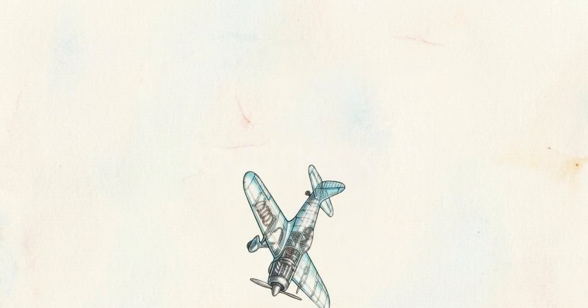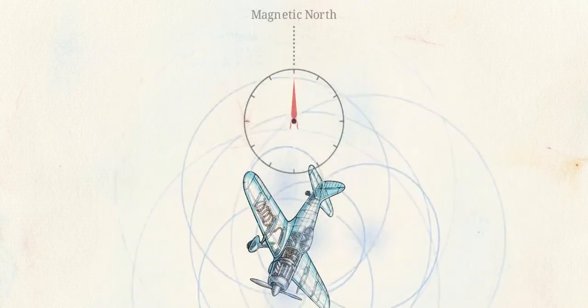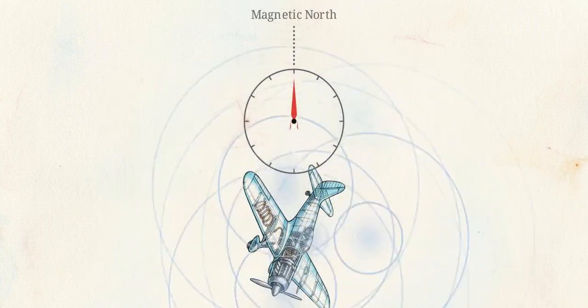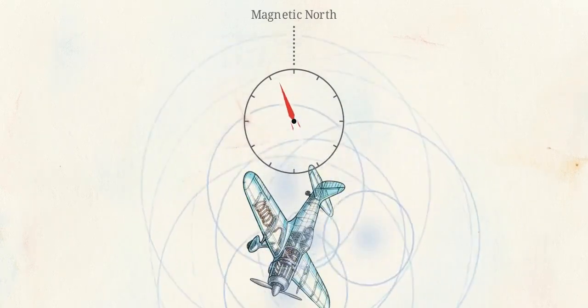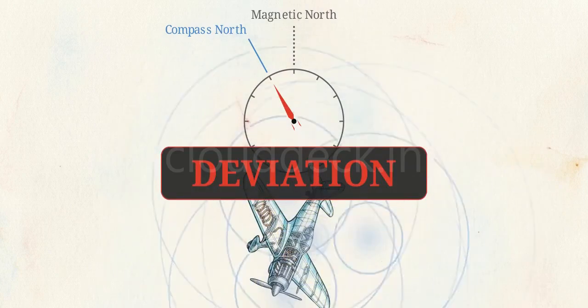The second error is deviation. An aircraft is built out of metal components and packed with electrical wiring, alternators, and radios. These systems generate their own localized magnetic fields. These internal fields push and pull on the compass needle, dragging it away from magnetic north.